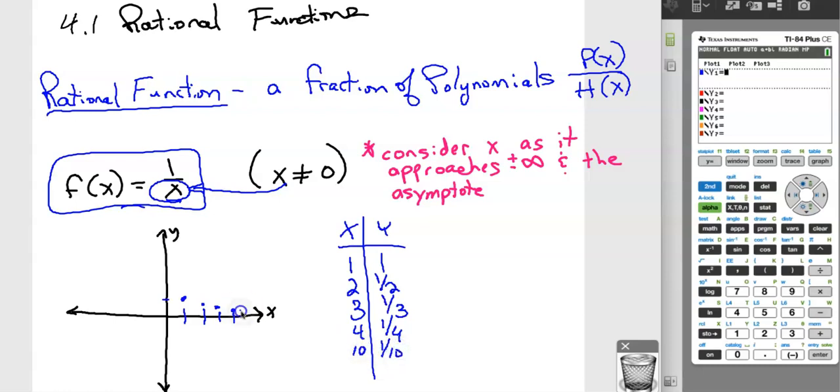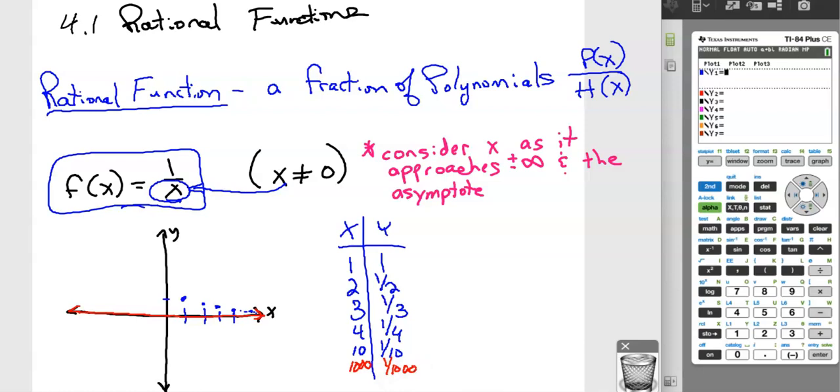So this is going to get closer and closer and closer, but even if I put 1,000 in, it's going to be 1 over 1,000. It's always going to be above that line right there. No matter how big I go, even if I go to 1,000, it's going to be 1 over 1,000. So it's always going to be above that line.